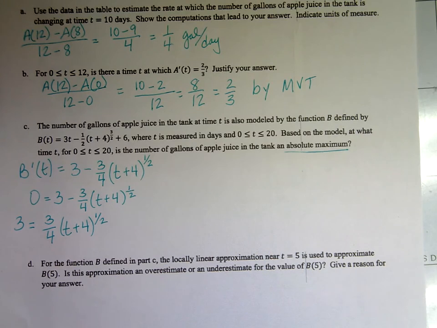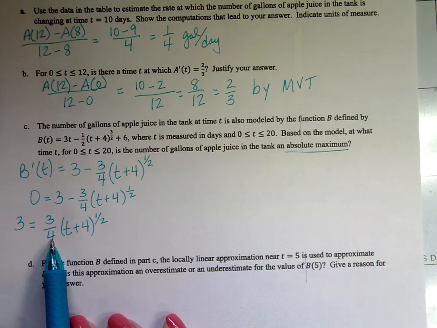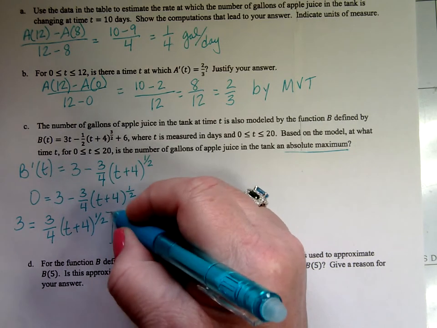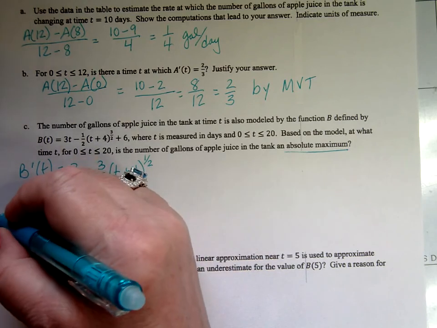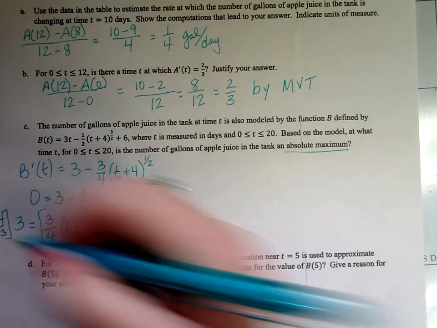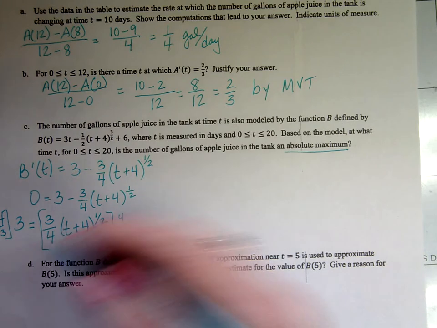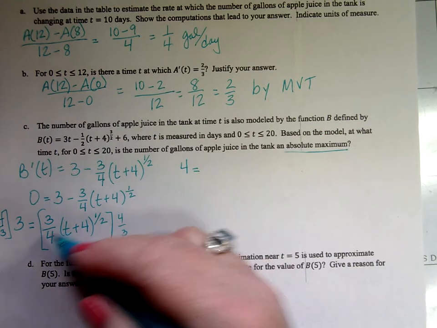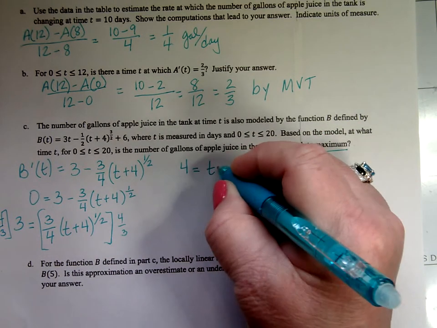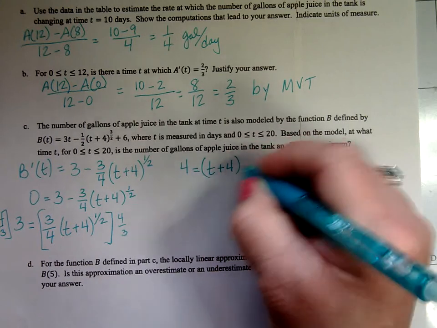I'm trying to solve for t. So I've got to slowly break apart the things that are around t so I can get it by itself. The first thing I want to do is multiply both sides by 4/3. This guy needs a 4/3. What does that mean I end up with over there? The 3's cancel out, so I've got a 4. 4 equals, my 3/4 and 4/3 cancel out, I've got t plus 4 to the 1/2 power.